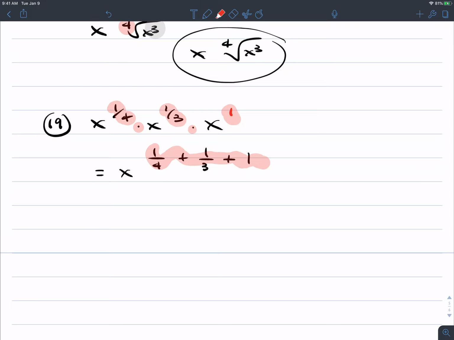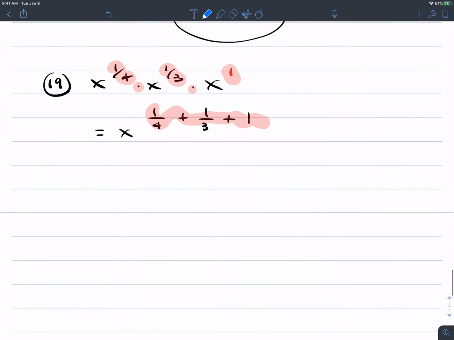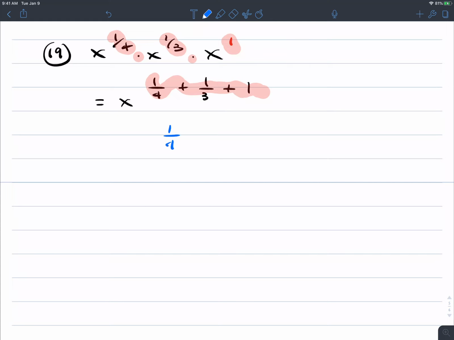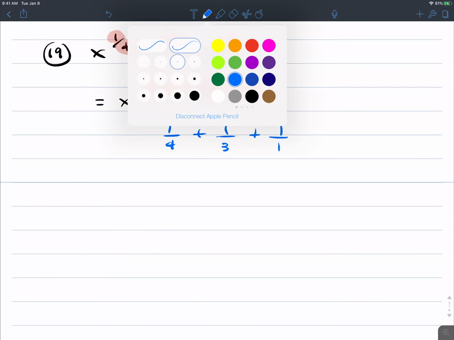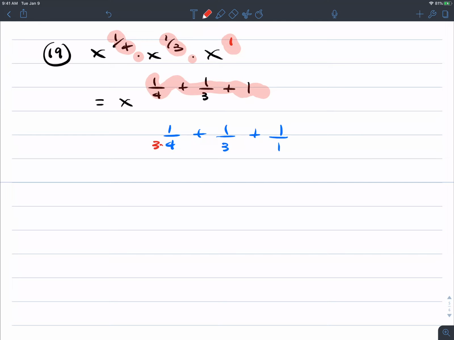We're going to add these. So when we do our work now, here's the work. 1/4 plus 1/3 plus 1 over 1. Okay, so what's the LCM here of 4, 3, and 1? It's 12, so we're going to have to multiply this first denominator by 3, top by 3, the bottom by 4, top by 4, bottom by 12, top by 12.